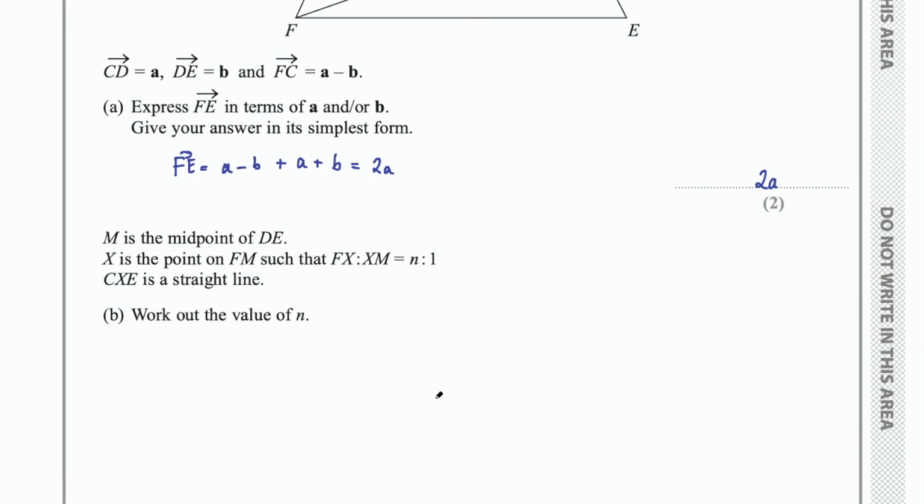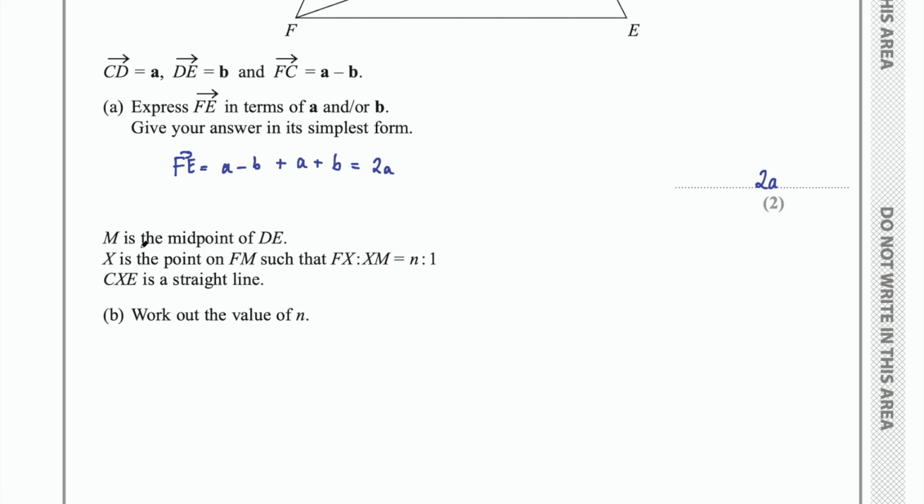Part b says M is the midpoint of DE, X is the point on FM such that FX to XM equals n to 1, CXE is a straight line, work out the value of n. I'm going to be honest with you, I don't really like this question, but actually I found a fun way to answer it that is not in the mark scheme. So first I'll go through the solution that matches up with the mark scheme, and then I'll go through a bit of a different solution which I feel is a little bit simpler.